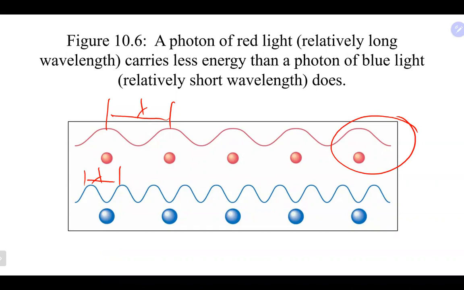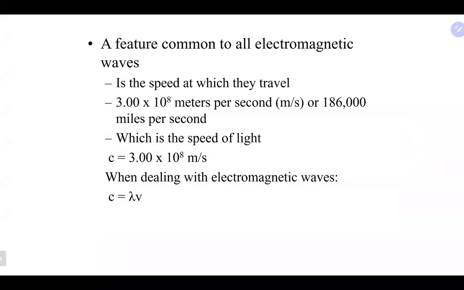So the red part of the spectrum, red and orange, is the lower energy part in terms of colors. And the blue and violet part of the color spectrum is going to be more high energy because their wavelengths are lower.